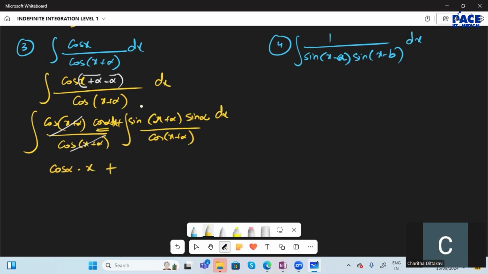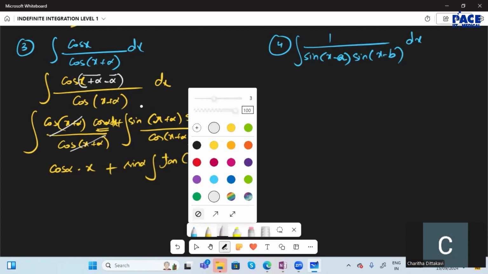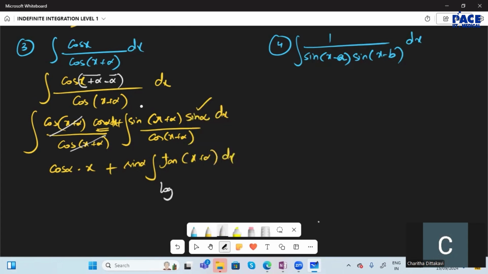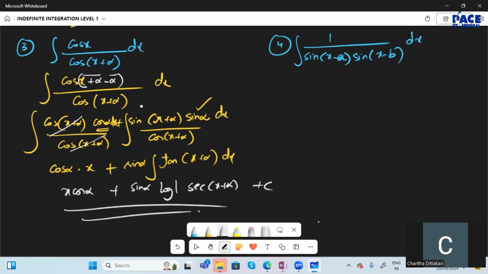Plus, now here, which are the terms which are getting cancelled? Nothing is getting cancelled, and sine alpha is a constant. You can just bring it out, and integral of sine by cos, which is tan x plus alpha. Right? Now, what is the integration of tan x? Integration of tan x is log mod secant x, isn't it? So that will be your log mod secant x plus alpha plus c, and rest all remains the same. This is your x cos alpha plus so and so plus c. Is that clear?